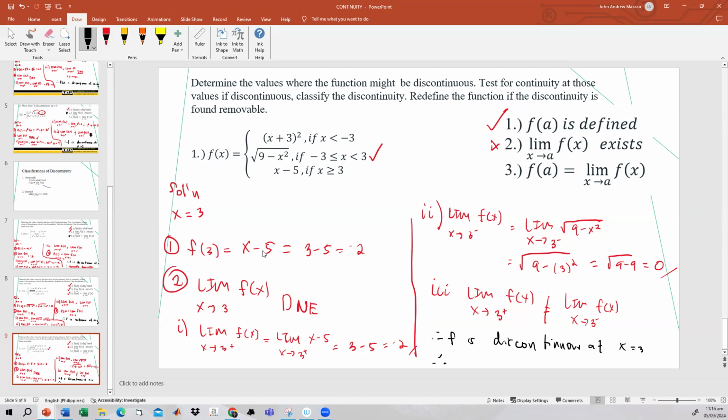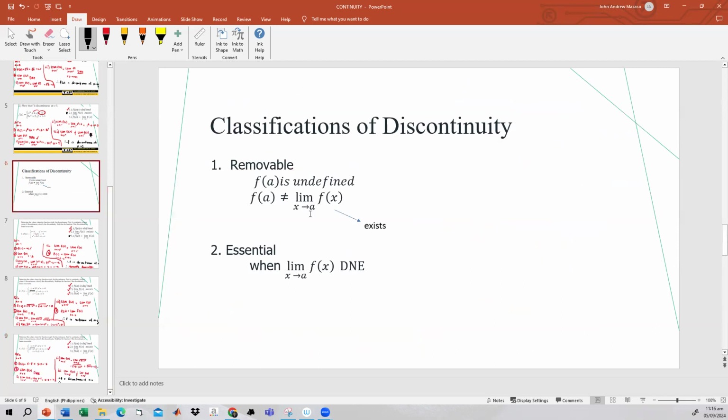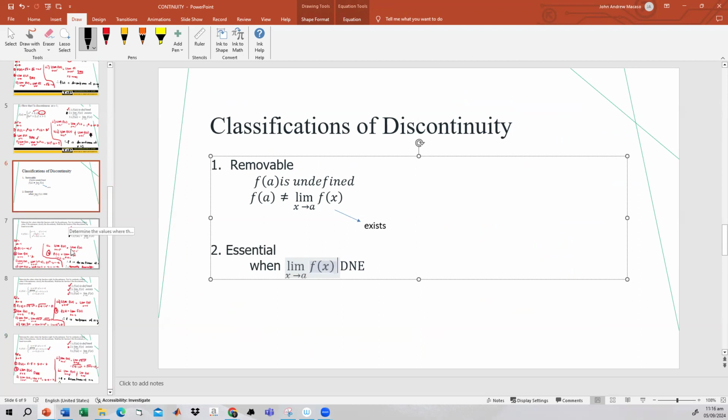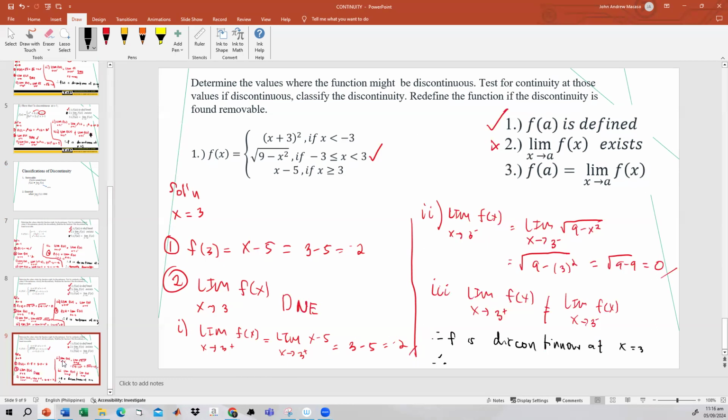So what is the classification of discontinuity that we have, since we already mentioned that the function is discontinuous? We'll have an essential discontinuity, because the limit of the function as x approaches a becomes DNE. So for this example, this is an essential discontinuity.